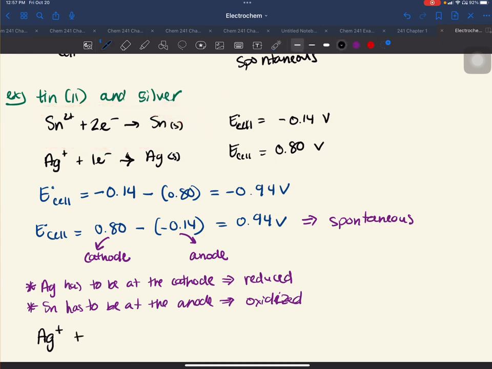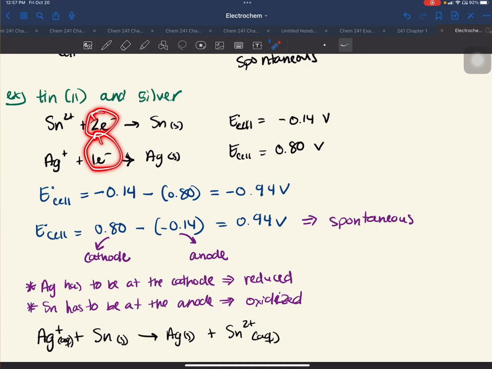So when I flip that, I'll get the solid tin, and that will yield solid silver plus our tin 2 ion. So if you were just to look at this, you might not be able to tell that it's not balanced. But when we look at our electrons, we can see it's not balanced, and I need to multiply this equation by 2 in order to get my balanced electrons. So that means I'm going to have a 2 here and a 2 here, and there'll be a total of 2 moles of electrons being transferred.